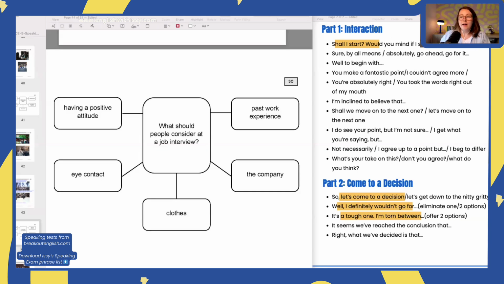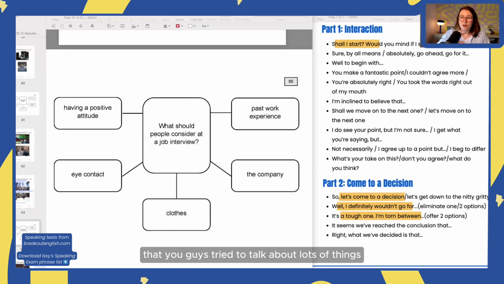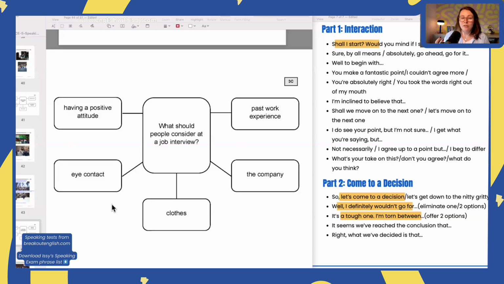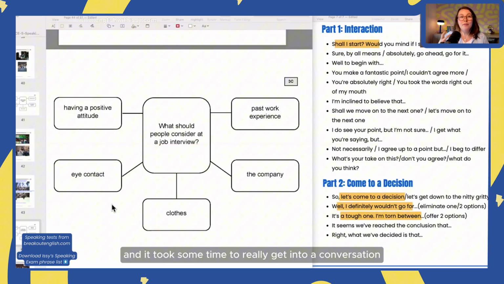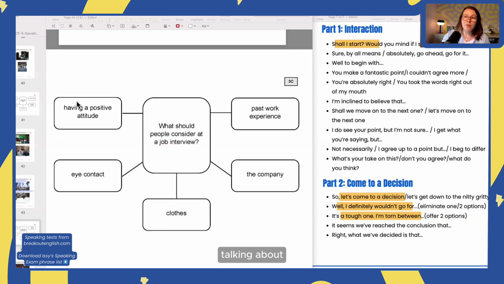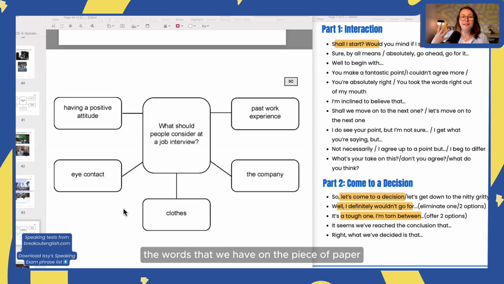Yeah. It was clear from the very beginning that you guys tried to talk about lots of things, because you mentioned three different points in the first ten or fifteen seconds. As a result, you didn't go into a lot of detail, and it took some time to really get into a conversation, because it seemed more like you were talking about the words that we have on the piece of paper instead of really trying to communicate ideas about why it's important to have eye contact.